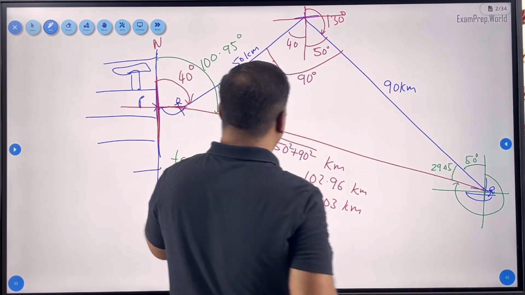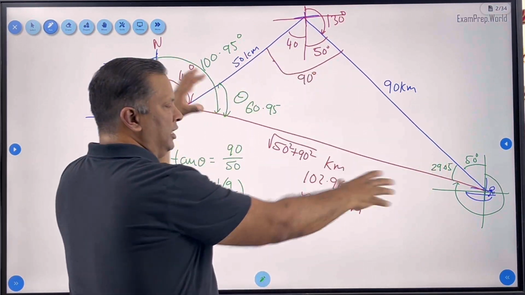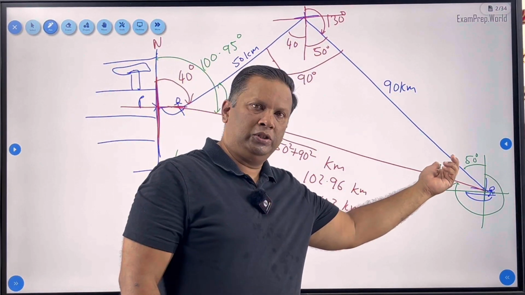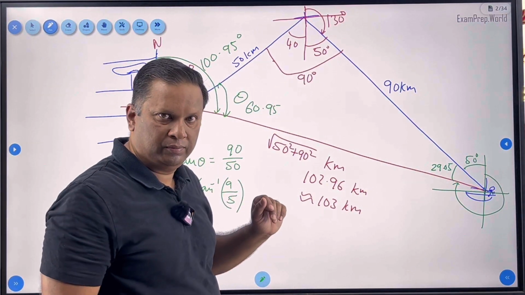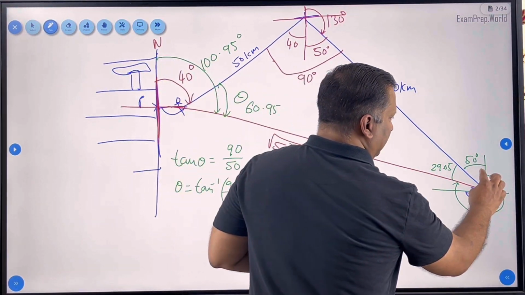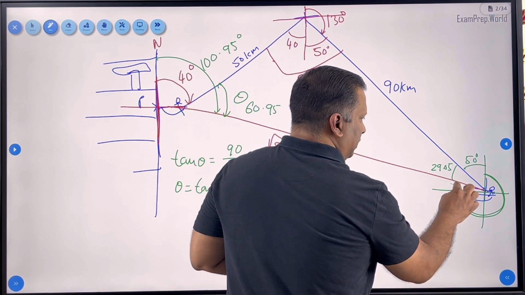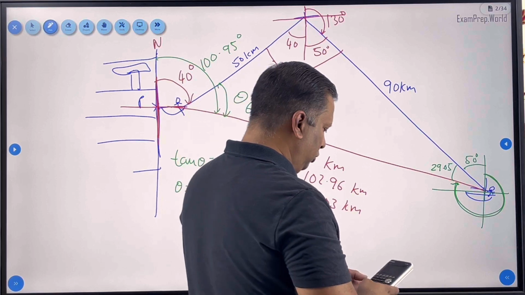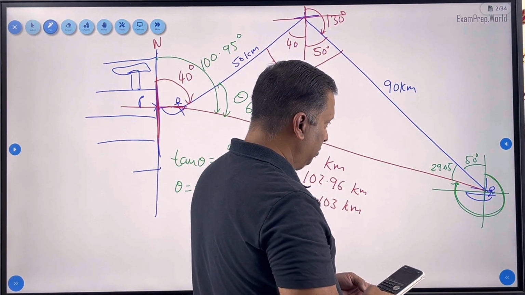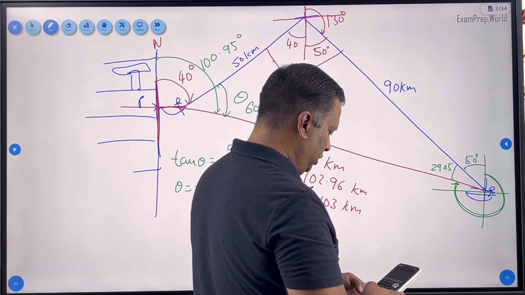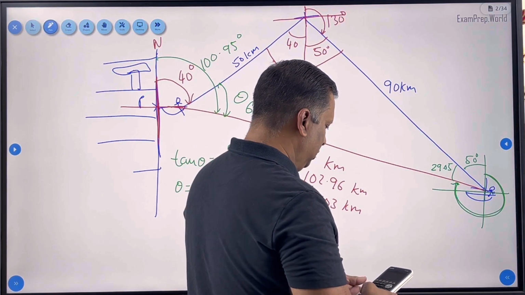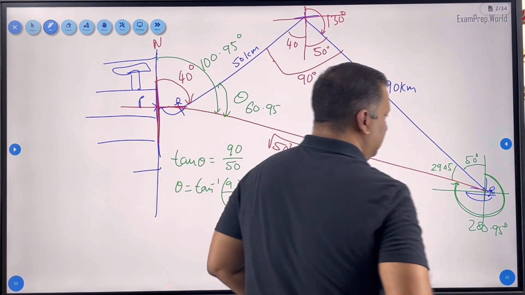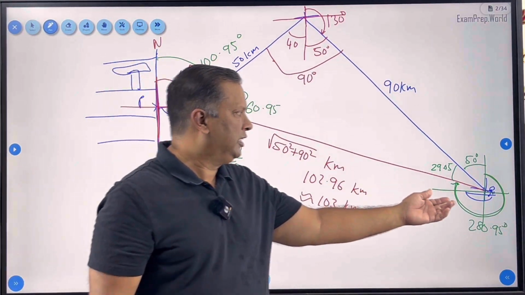29.05, correct? Because the sum of these two is 90, because it's a right angle triangle. 90 is already here, 60.95 is here, so 29.05 here, which makes it 180. Okay. So now look at this angle. If I have to calculate this one, can I subtract from 360 the sum of these two? Okay. So we'll do that. 360 minus 29.05 minus 50 is 280.95. This angle is 280.95 degrees.